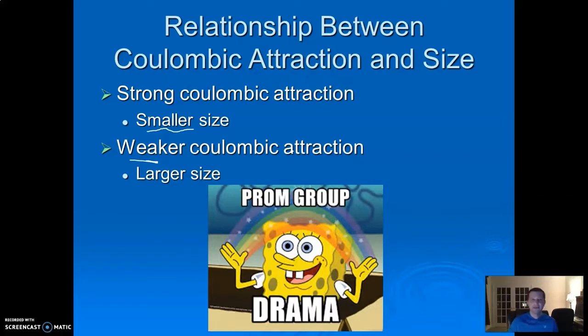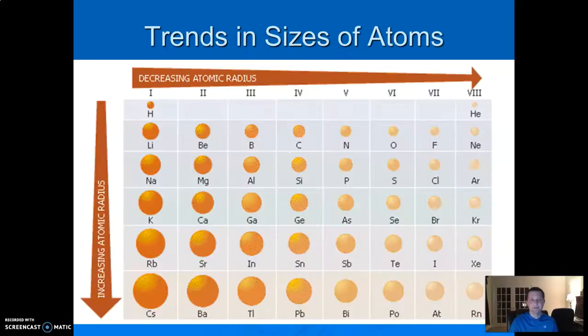I tell students all the time, do not memorize a million trends that we're going to go over. Know one of them. Know one trend really, really well. It's the trend in Coulombic attraction. Then use a couple of my silly examples, think a little bit, and everything else just falls into place. It's really easy. Quick visual for you.